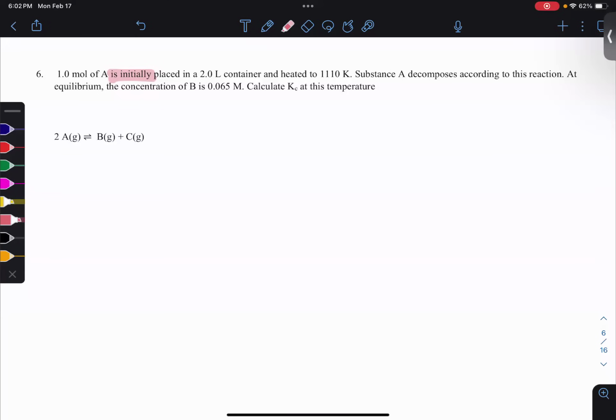An ice table is actually a BCA table, but we just do something different with the after line. It's actually the equilibrium line, and that is what goes into our K expression. So we just need to be careful of what values we put where. In a BCA table, you always use the unit of moles, but in an ice table, you use the unit molarity or pressure.